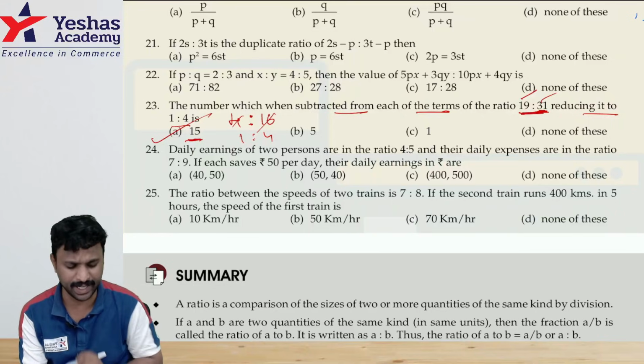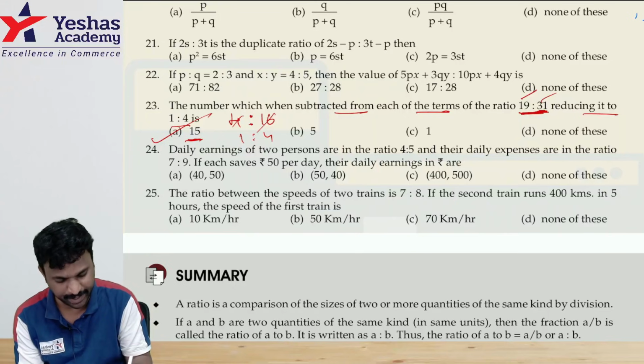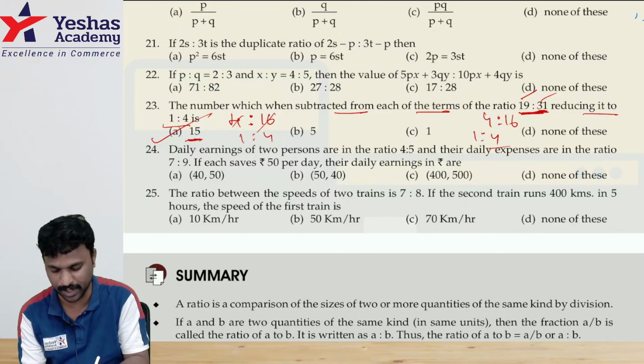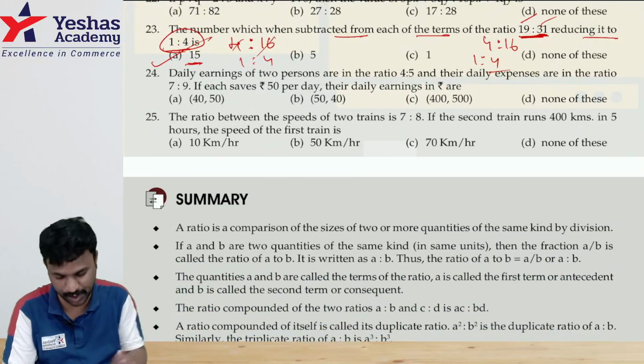So first number is 19, second number is 31. If you subtract 15 from 19, you get 4. If you subtract 15 from 31, you get 16. So 4:16 is nothing but 1:4. Option A itself is the right answer. Guys, moving on to the next question, 24th.